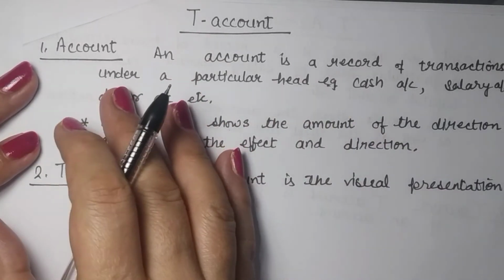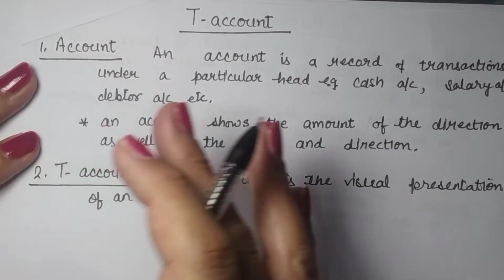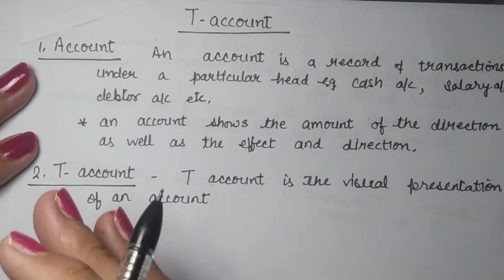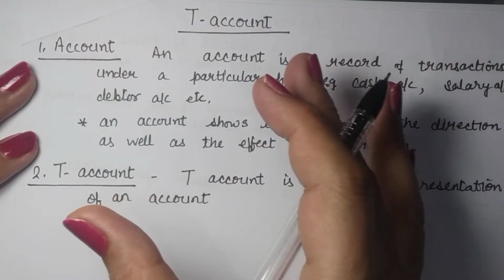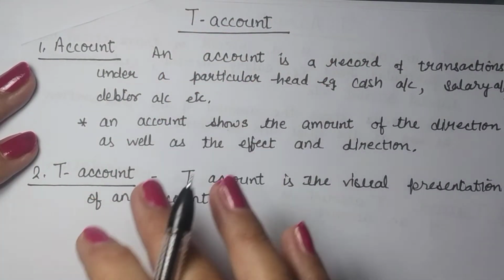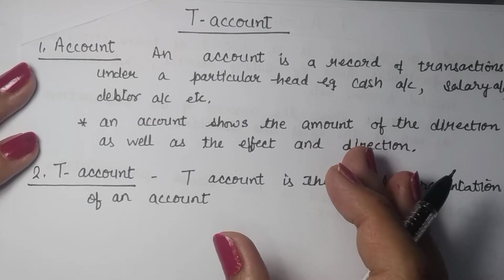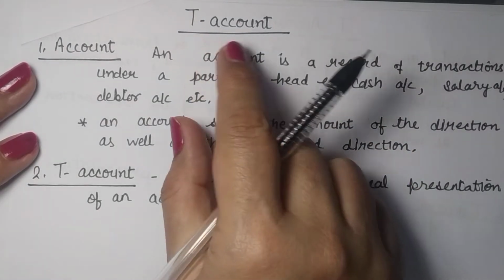Like in the preceding classes, we studied rules of debit and credit. We went through them thoroughly. Then we studied entry making. Now we are coming to the next part of the accounting procedure, that is T accounts.